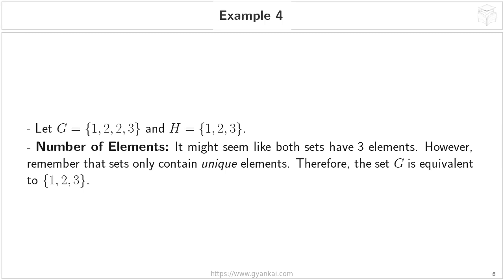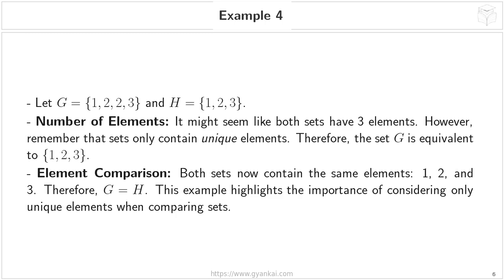However, and this is a really important point about sets, sets only list unique elements. That means we don't repeat elements within a set. So, if we write out set G, properly representing a set, we remove the duplicate 2. This means that set G is actually equivalent to the set containing 1, 2, and 3, just like set H. Now let's compare. Both sets, G and H, now contain exactly the same elements, 1, 2, and 3. Because of this, we can confidently say that set G is equal to set H, which we write as G equals H.